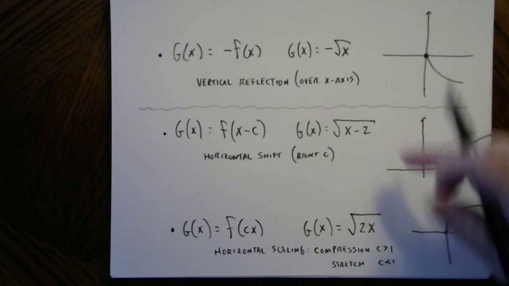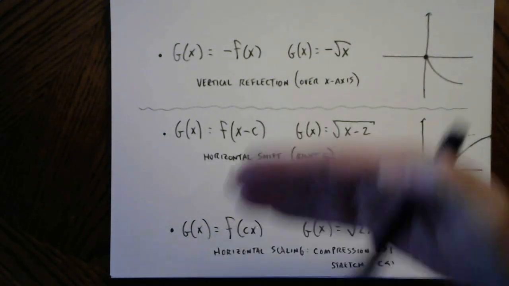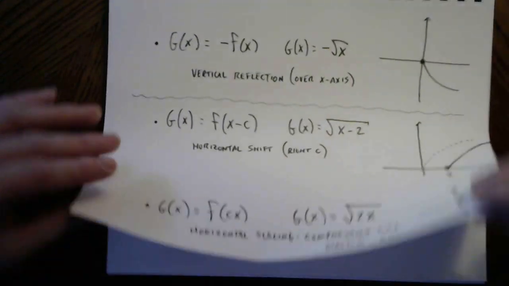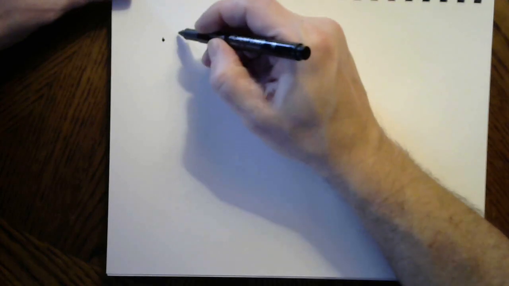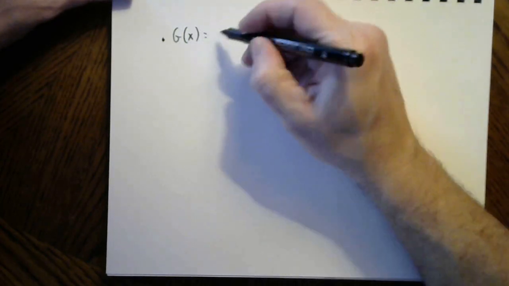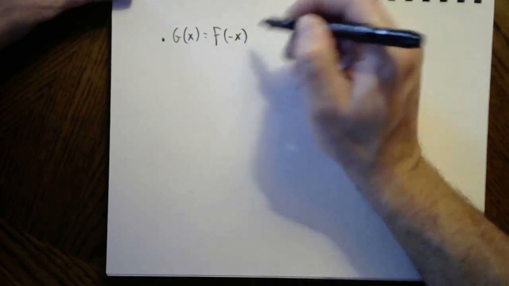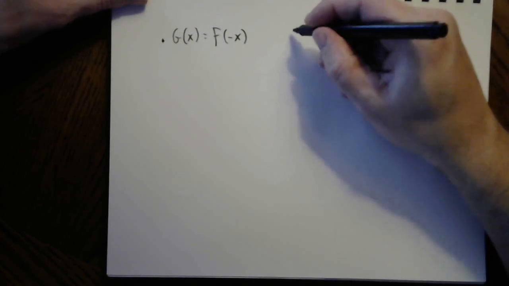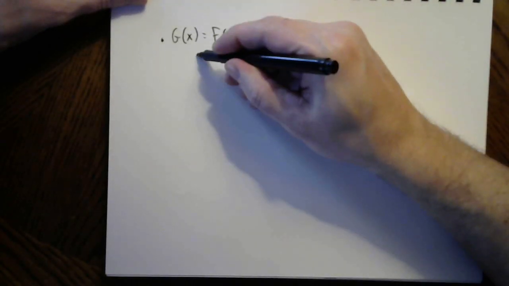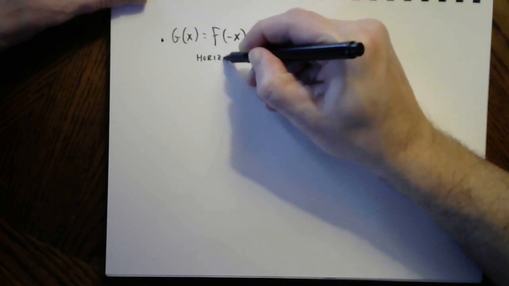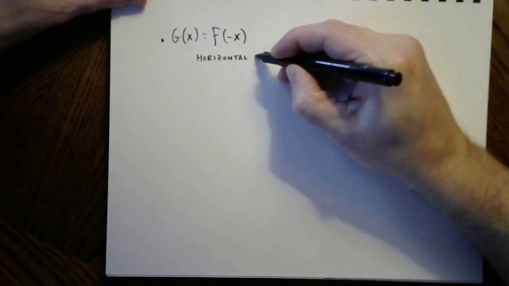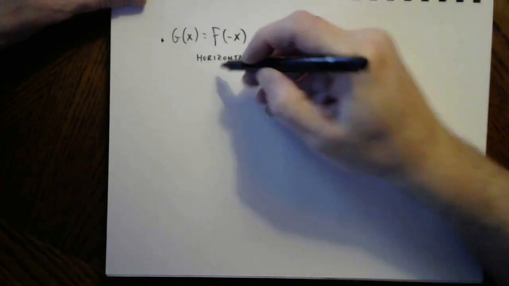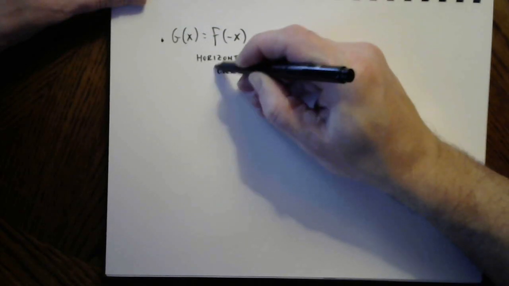Okay? And we had a vertical reflection up and down this way over the x-axis. Likewise, we can have a horizontal reflection over the y-axis. So g of x equals, and now we negate the variable instead of the original. So example, so this will be a horizontal reflection. And again, that's over now the y-axis.